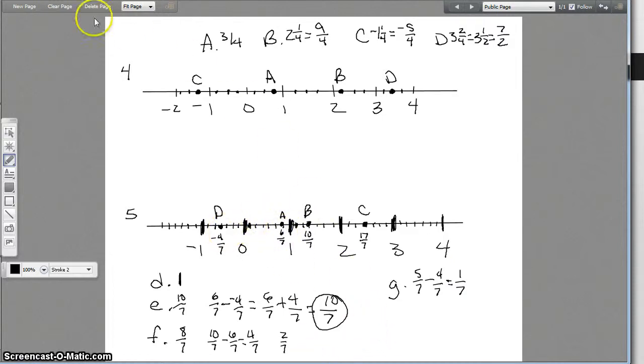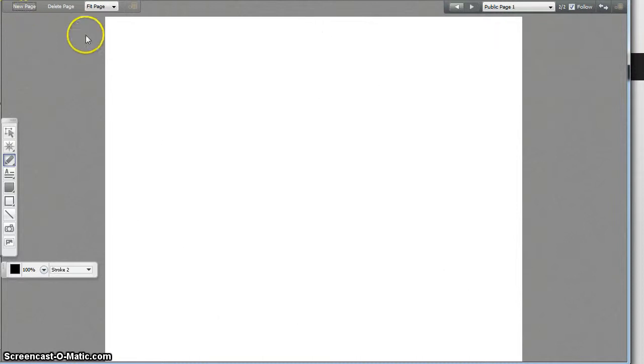Okay, now we're going to move on to, that was numbers 4 and 5, which are like numbers 15 and 16 that were assigned as homework. So now we're going to look at number 6. Number 6 says, express each of the following fractions in decimal form, correct to the nearest hundredth. That means whatever you get for your answer, you need to round it to 2 decimal places. So we're going to look first at part A, which is 3/4.